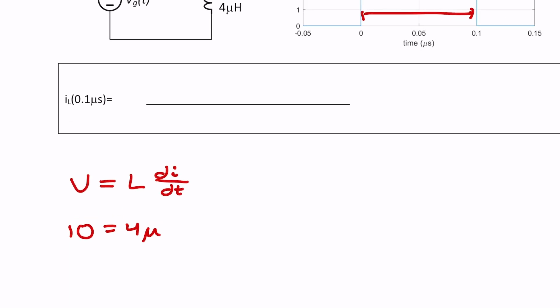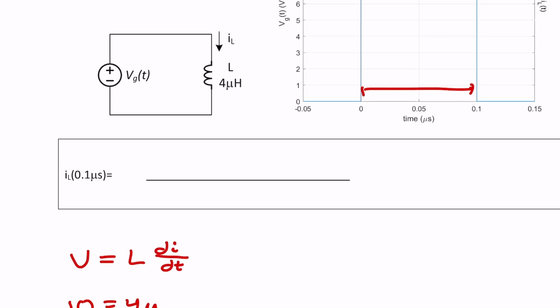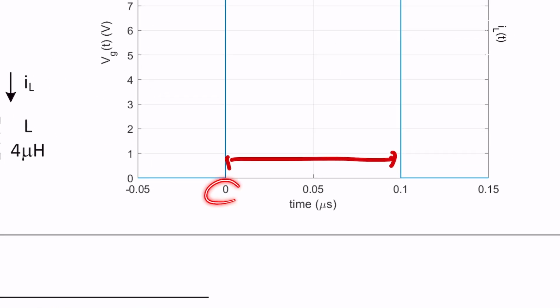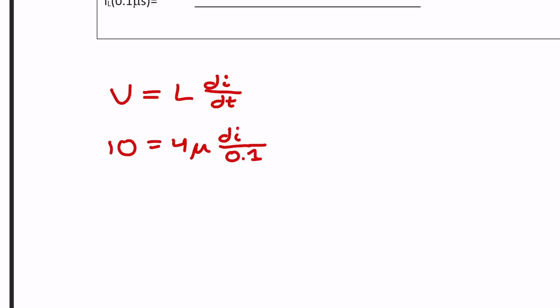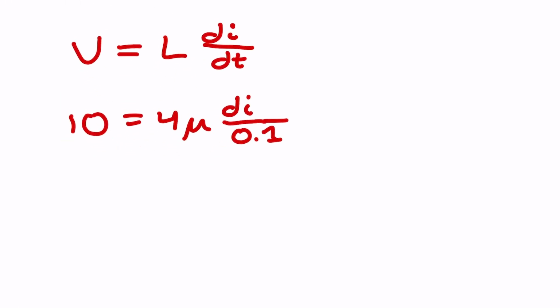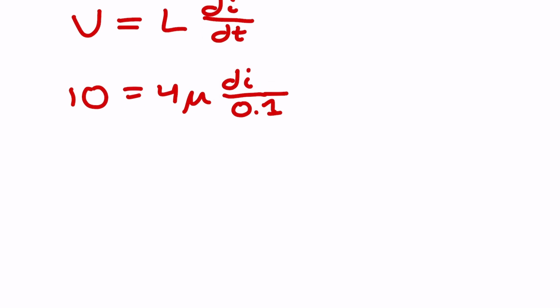Here's what I mean. First of all, what we want to see is how much I changed in how much time. How much time are we giving it? 0.1 seconds, so let's put that on the bottom. So what is the change of I over 0.1 seconds? So now we have our numbers. We can just solve for that change in I.